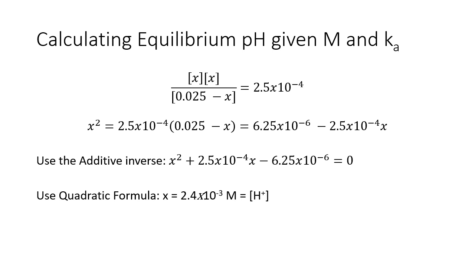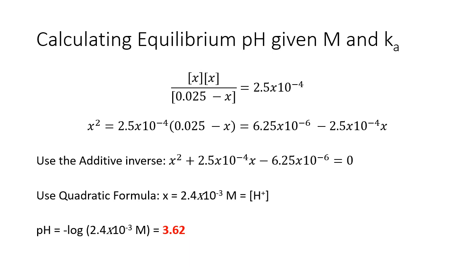But that gives us the H+ concentration, because if you remember back in our ICE table in the previous slide, our concentration for H+ and for A- was x. Well, we're looking for pH, so we take the negative log of the H+, and we get 3.62.